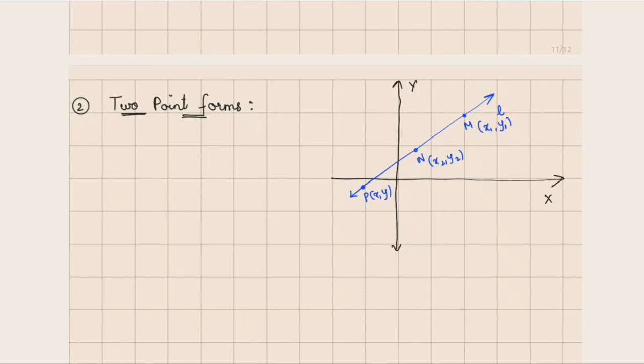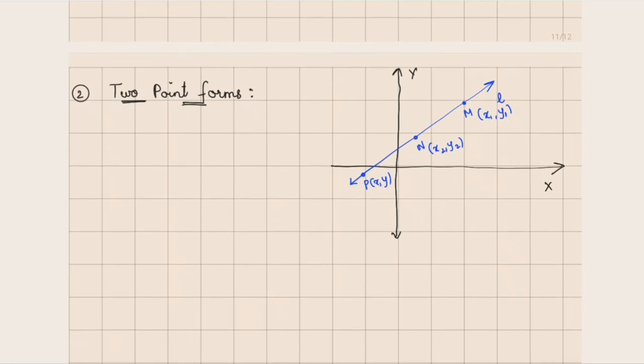We know that if we have 2 points, we can find the slope m, right? Which means slope is nothing but, we know 2 points M and N. So using those 2 points, we can find slope m, which is nothing but y2 minus y1 by x2 minus x1, which is the slope. And we know 1 point.